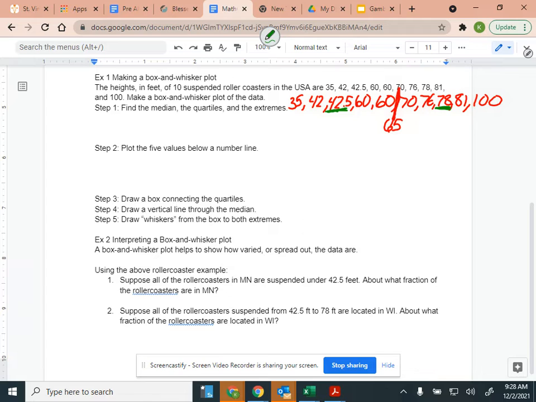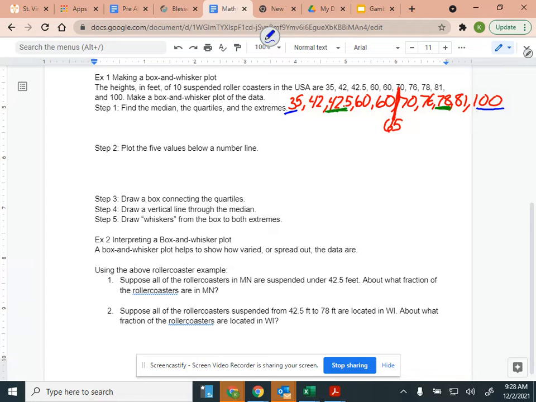Now I need to find my extremes. What is the upper extreme? Nolan? 100. What is my lower extreme, Landon? 35. So looking at the data, now we know where each of those vocab words fall in it.